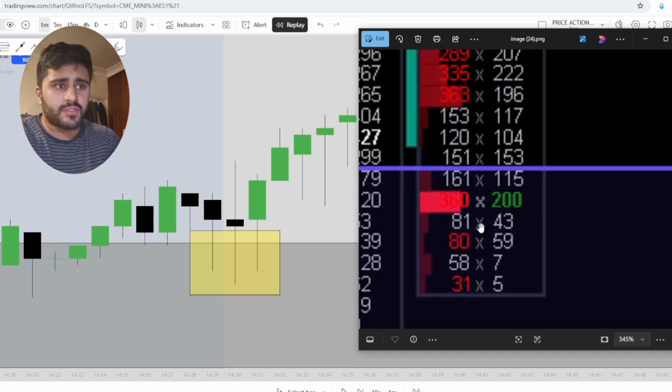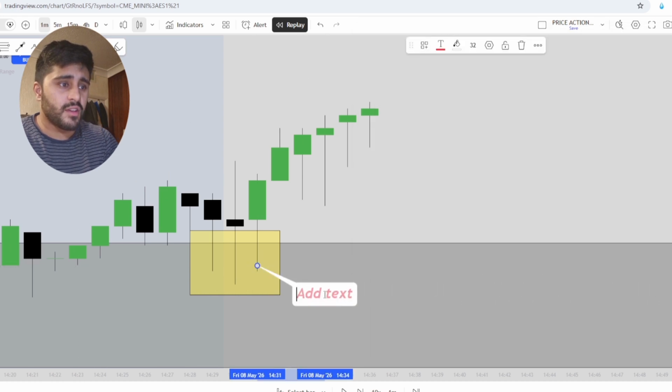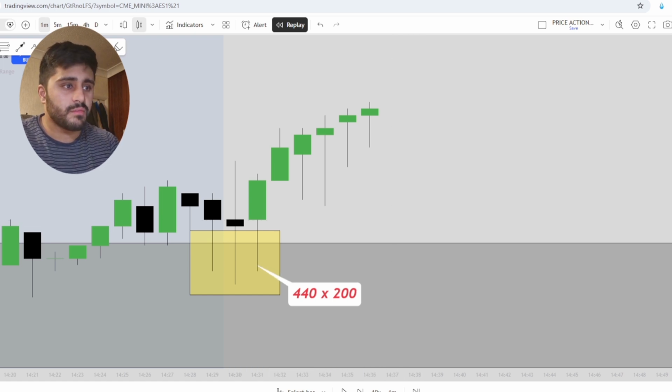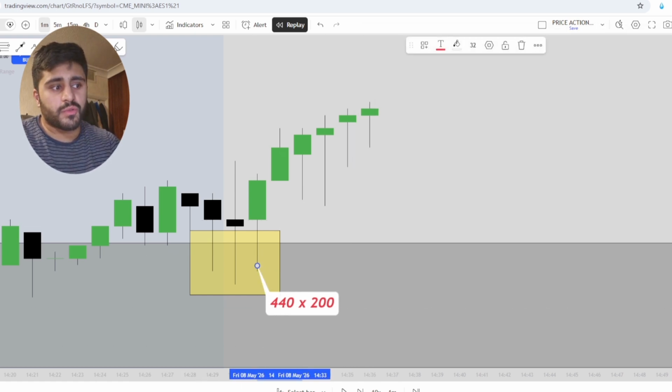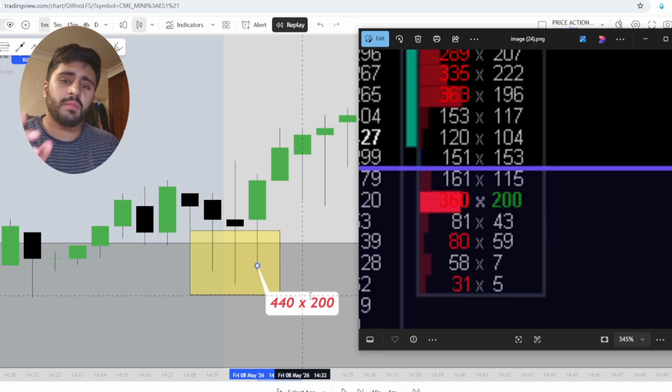What do you see here? This number here is so red, I can't even read it. I'm going to say that's 440 for 200. Let me just write that down. 440 for 200. Okay, that's what it says here. So what does this 440 for 200 actually mean? It means there's 440 aggressive sellers and only 200 aggressive buyers.